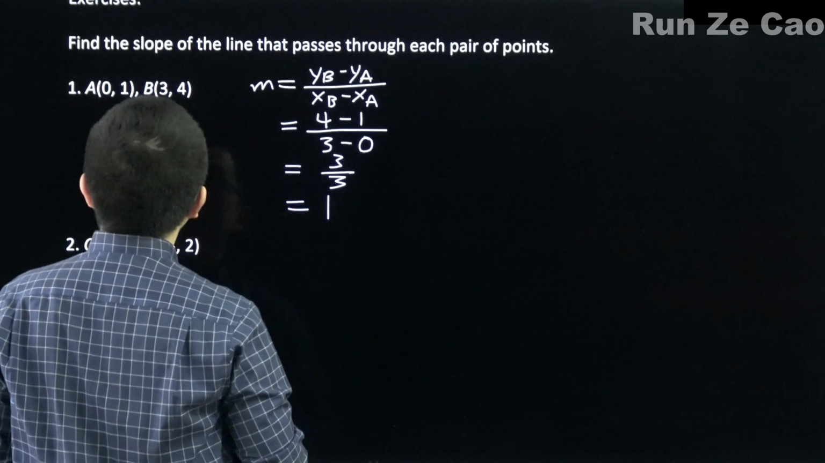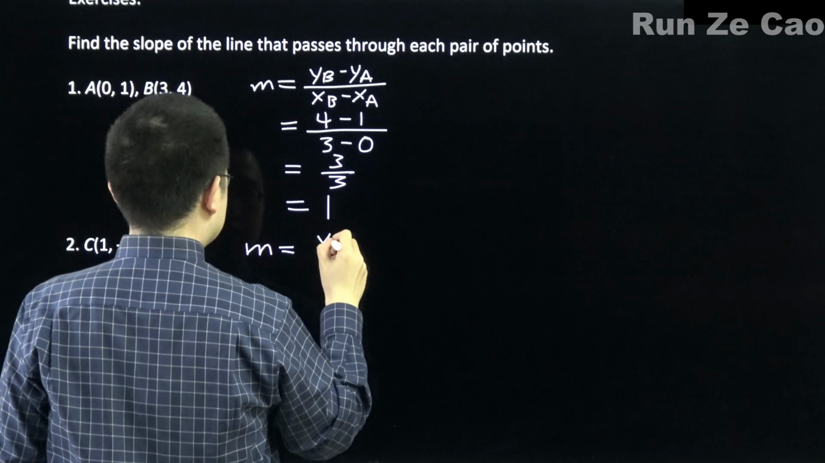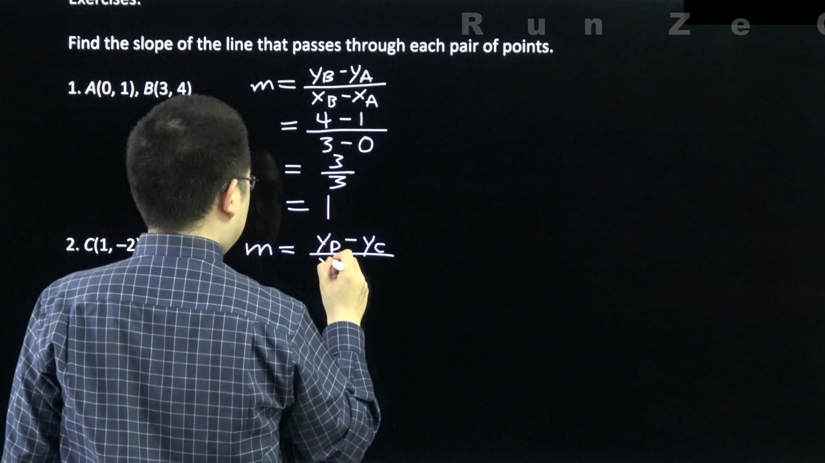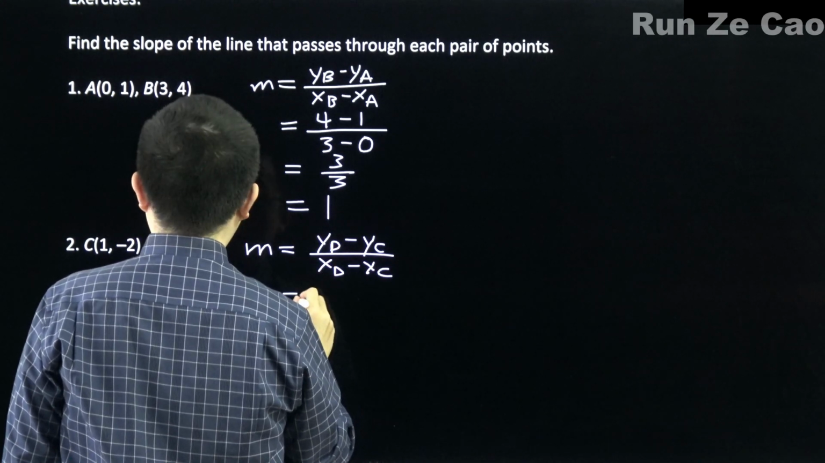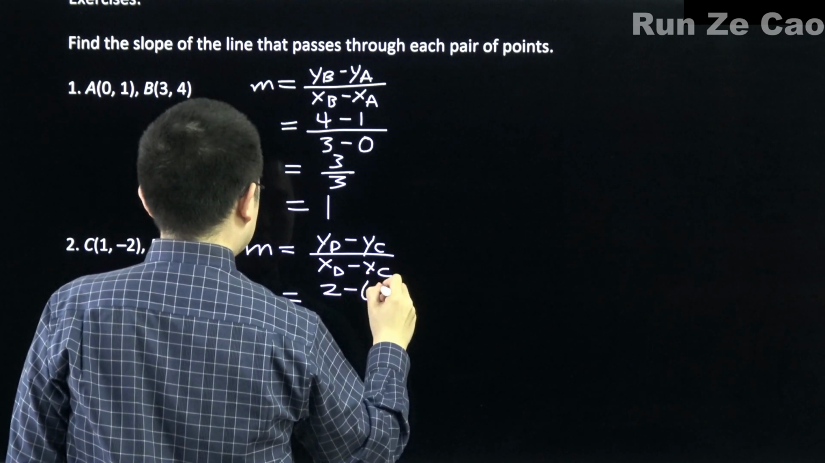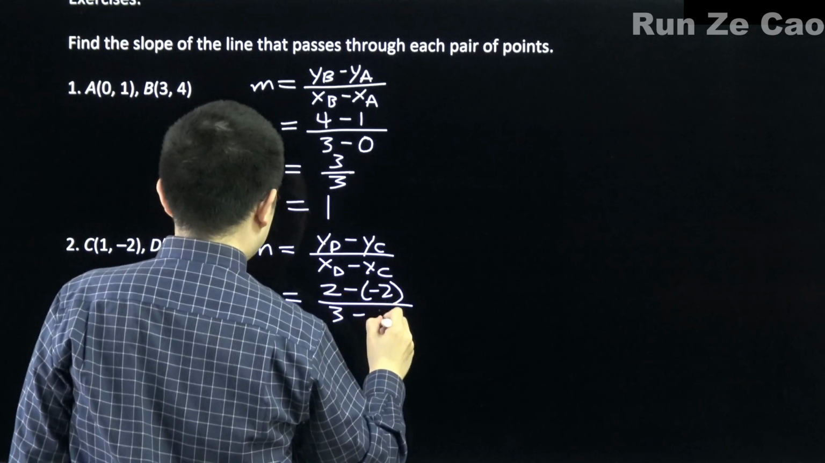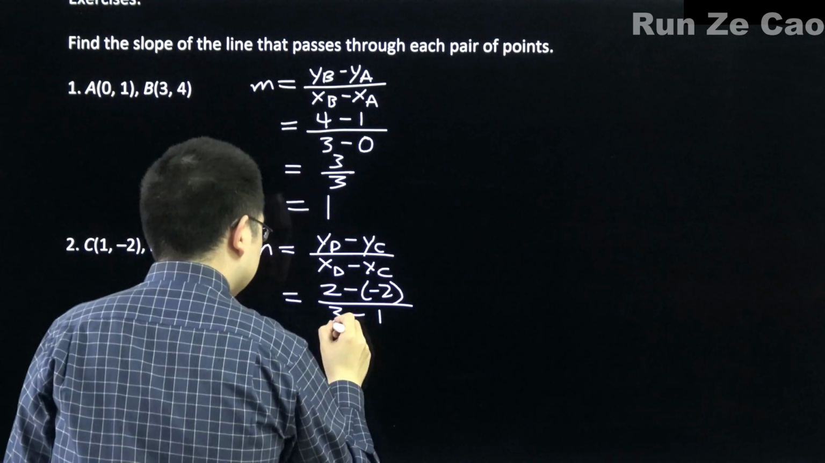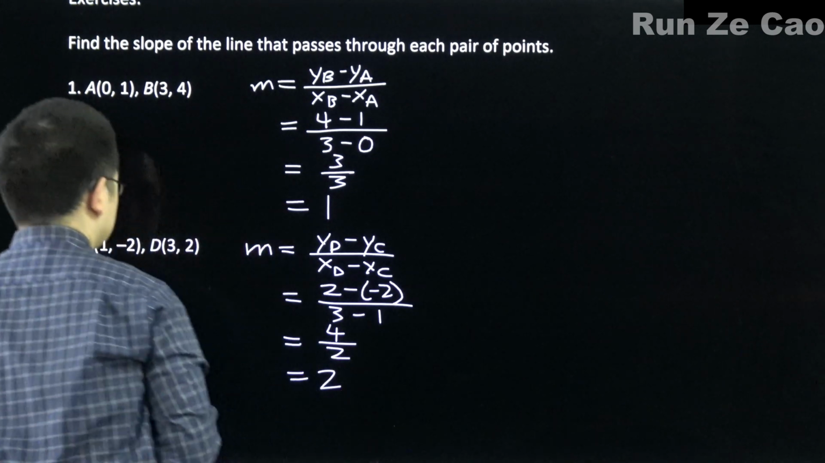Second question, second exercise, we have slope is equal to yd minus yc over xd minus xc. And this is going to be 2 minus negative 2 over 3 minus 1. And that's going to be 4 over 2, which is 2.